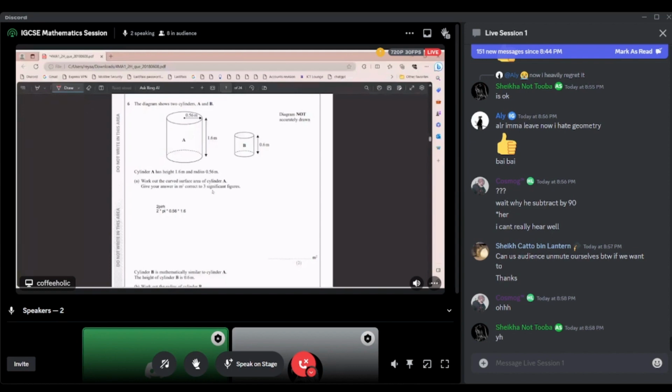So for this one, you do 2 pi times 0.6 times 1.6, so the radius times the height, and it's approximately 5.6297. So rounded, 5.63 is your curved surface area.